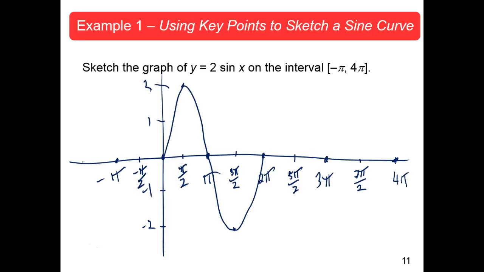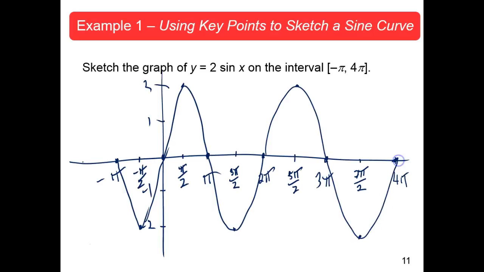Okay. Where does it go after that? Positive 2 again. And then at 7/2 pi, negative 2, another minimum. At negative 1/2 pi, negative 2 again, then up to here. So here is the graph. What it asked us to do was sketch the graph of the function between negative pi and 4 pi. There you have it. Okay?